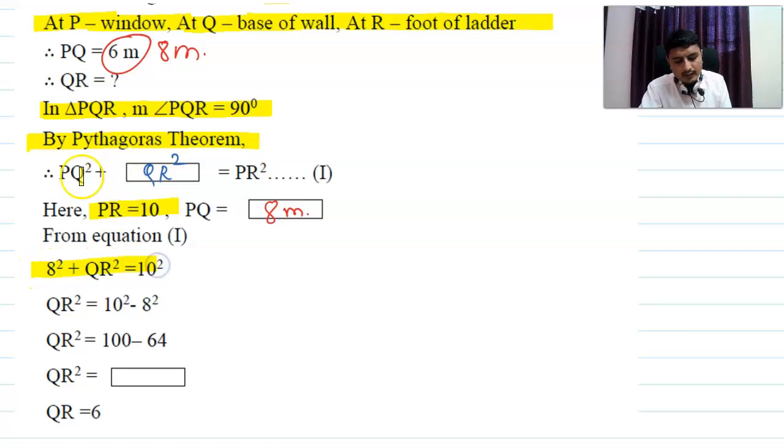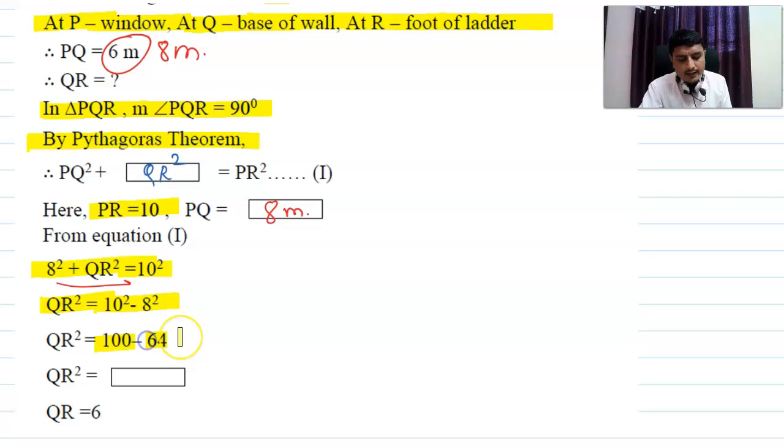So now it will be correct. 8 square, that means the PQ value is 8, so we are getting 8 square plus QR square equals PR value 10, so we have 10 square. Now once we shift the 8 square from RHS to LHS, plus 8 square becomes minus 8 square. We are getting QR square equals 10 square minus 8 square.